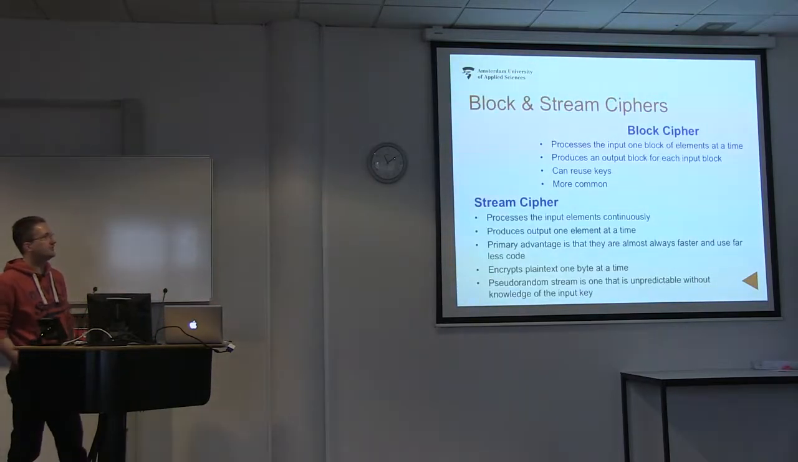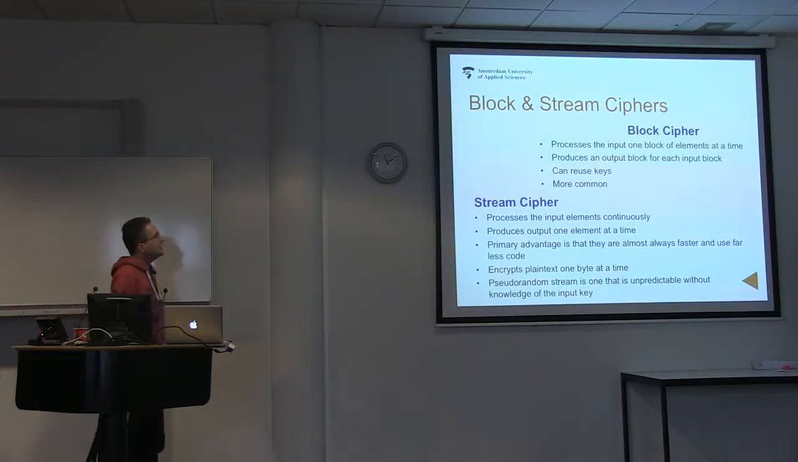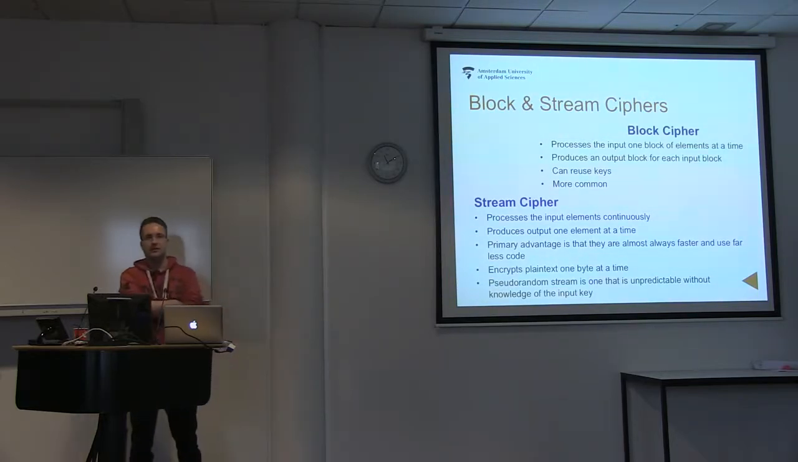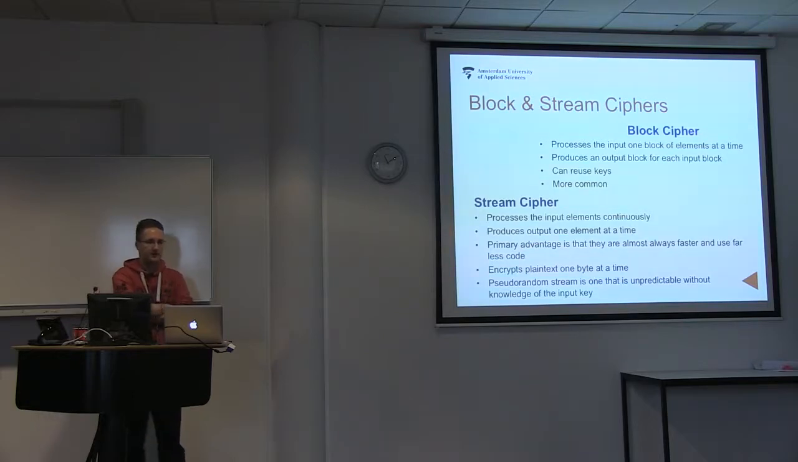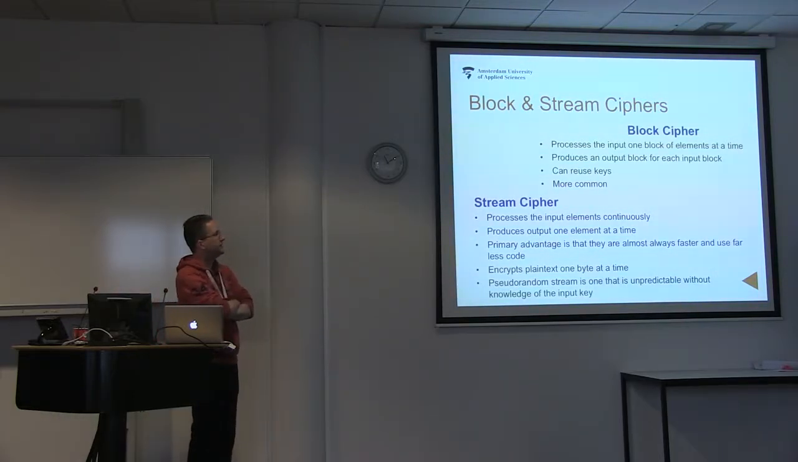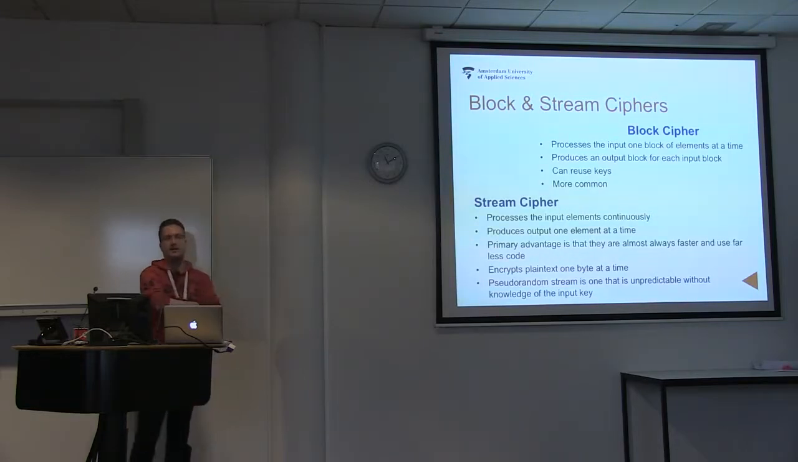That is the problem with ECB. Okay, so we have block and stream ciphers. Block means you do exactly what was in the previous slide. You take a block of data of a certain size, one block of elements, and you encrypt or decrypt them. You get an output block for each input block. You can reuse the keys, and these are quite common.